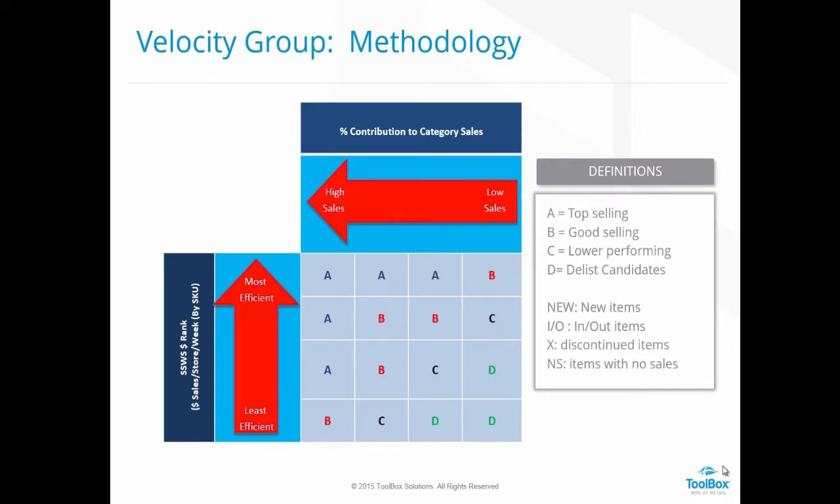Of course, you wouldn't want to automatically delist all D items without reviewing them. Use your category knowledge to determine which D items can exit the business and which are truly niche and need to stay. Let's go back to the SKU rank and take a closer look at our A items.